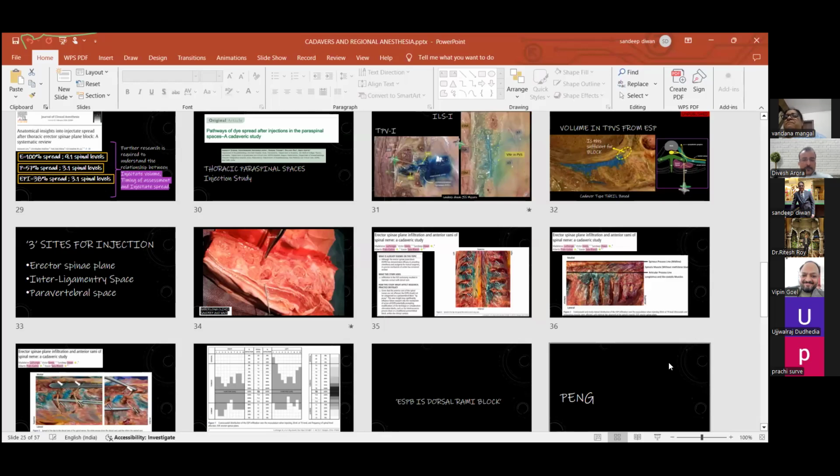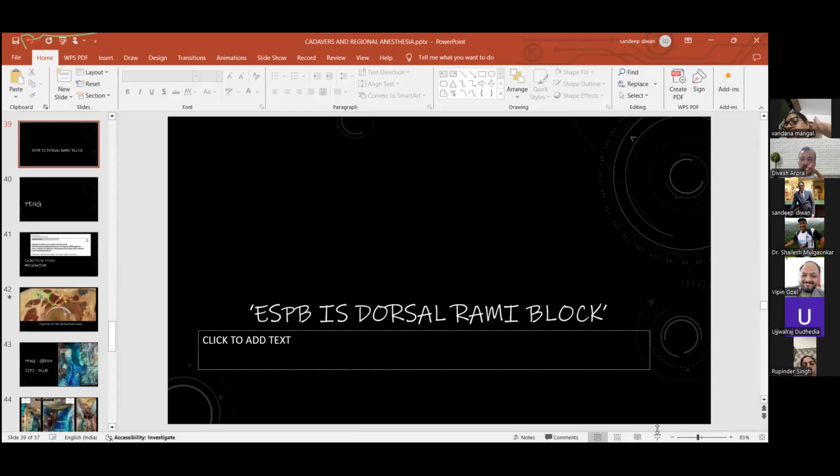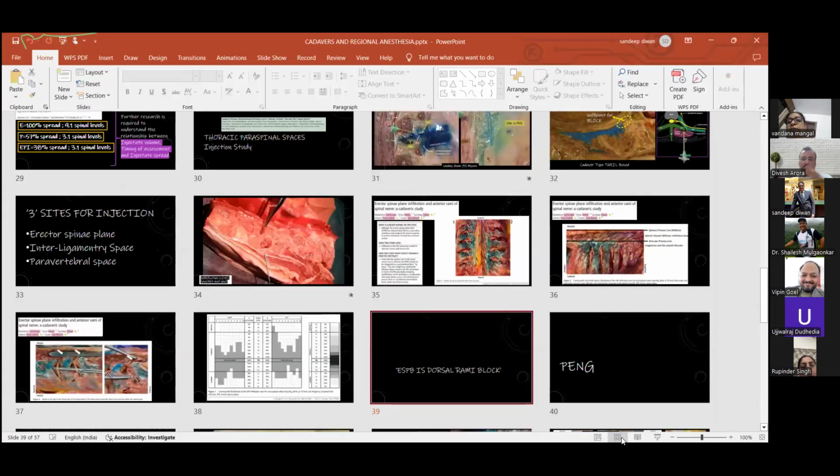Sir, carrying forward this discussion, you have labeled in one of the slides that ESP is the dorsal rami block. But clinically, you yourself said it is working for breast surgeries, anterolateral thoracotomies, cardiac surgeries, and abdominal surgeries. So how do you explain your statement vis-a-vis the clinical studies which we have in the form of RCTs as well as meta-analyses? Similarly, sir, in lumbar spine surgeries also, if hypotension is happening even with lumbar ESP, that means sympathetic block is happening. So that means the drug is reaching the spine also.